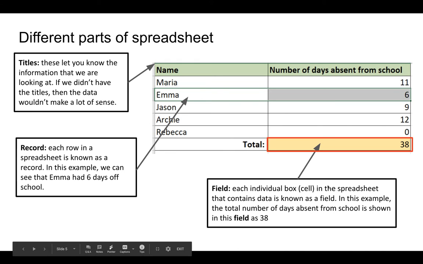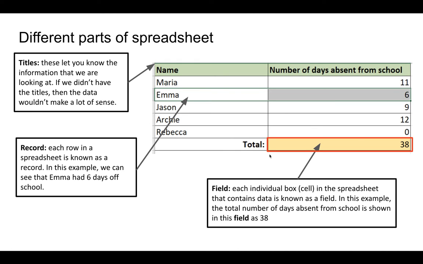The final section is the field. So on spreadsheets, we've got loads and loads of boxes, which are known as cells, but then we'll have boxes or cells with different bits of information in each one. So each individual cell on this spreadsheet is known as a field. So for example, we've got a field highlighted here, which shows as 38. But if we look at the record, which is the row, it shows that the total number of days that pupils were absent from school was 38.